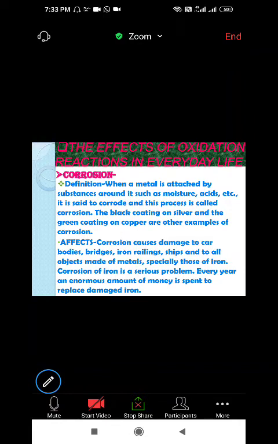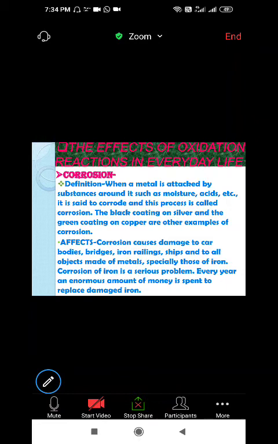Next and the last topic of this chapter, we have the effects of oxidation reaction in everyday life. So there are two effects we are going to study in this particular chapter. One is corrosion. I hope you all are aware of this word corrosion, because it is a worldwide problem. And the second one is rancidity. We're going to discuss both in this session itself.